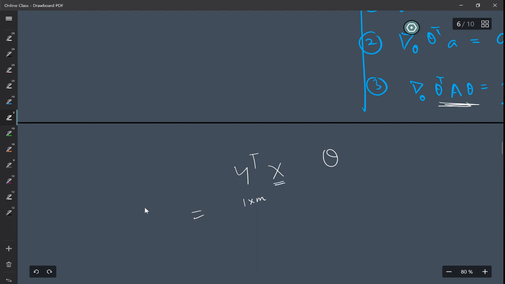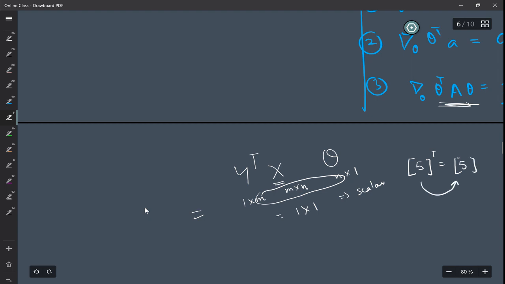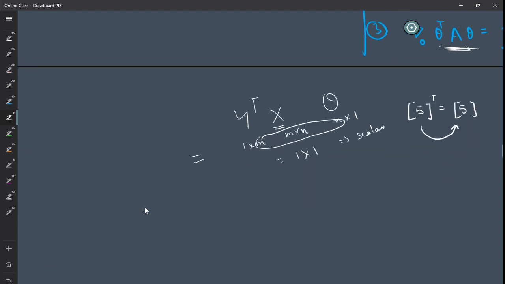X is a matrix of m cross n, and theta is a matrix of n cross 1, right? So the overall result of this multiplication is going to be 1 cross 1, which means it is a scalar, right? And if you have a scalar number like this 5, and if you take a transpose of this, it is going to be 5, right? So using the property, the transpose of a scalar is going to be a scalar. I'm going to take a transpose of this also, right?